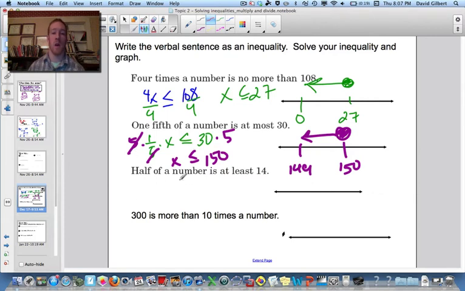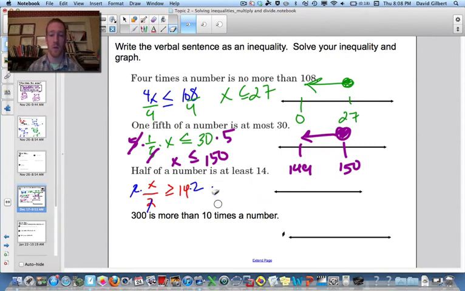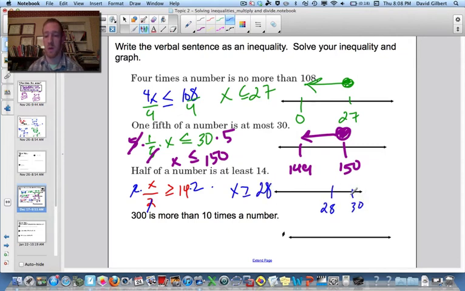Sweet. Alright, half of a number, so x divided by 2, that's half of a number, right? Or you could do 1/2 times x, either way, is at least. So it could be equal to 14 or more than. So either way, your first step here would be times 2, and that cancels. And then that gives us x is greater than or equal to 28. It's 28, here's 30, and x is going to be pointing this way.